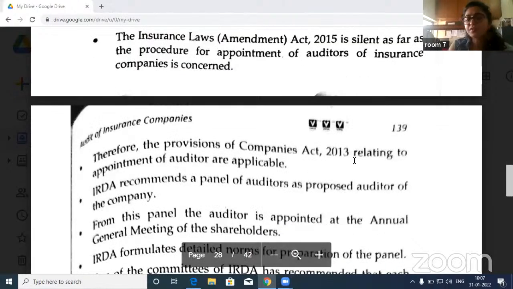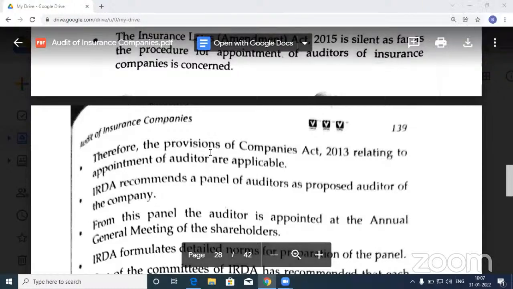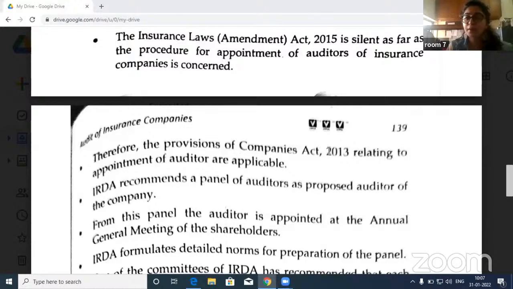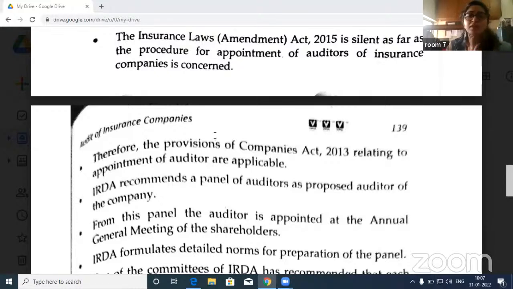Therefore, the provisions of the Companies Act 2013 are applicable. You just learned appointment of auditor in the first chapter. First chapter, appointment of auditor. Students, remember? Yes, ma'am. Appointment of company's auditor, corporate companies. Therefore, the provisions of that Companies Act 2013 are equally applicable here. That means there is no separate rule or regulation for appointment.